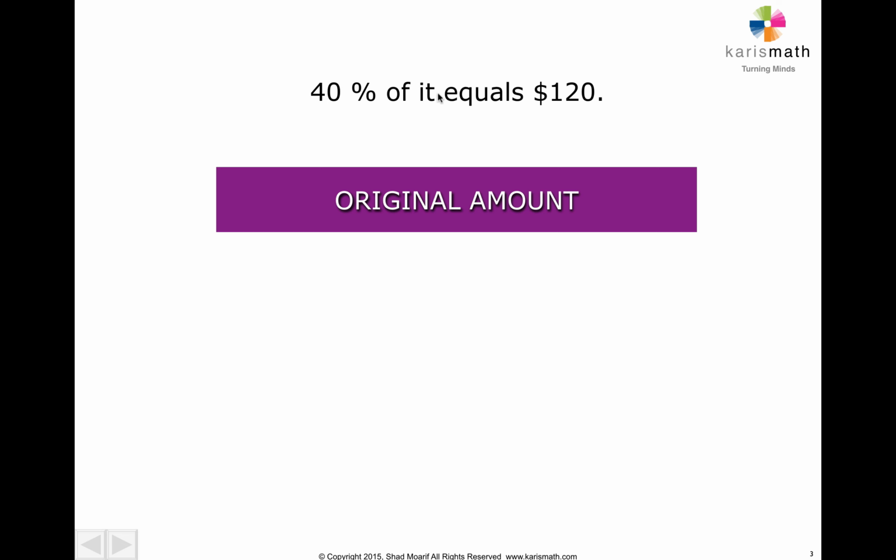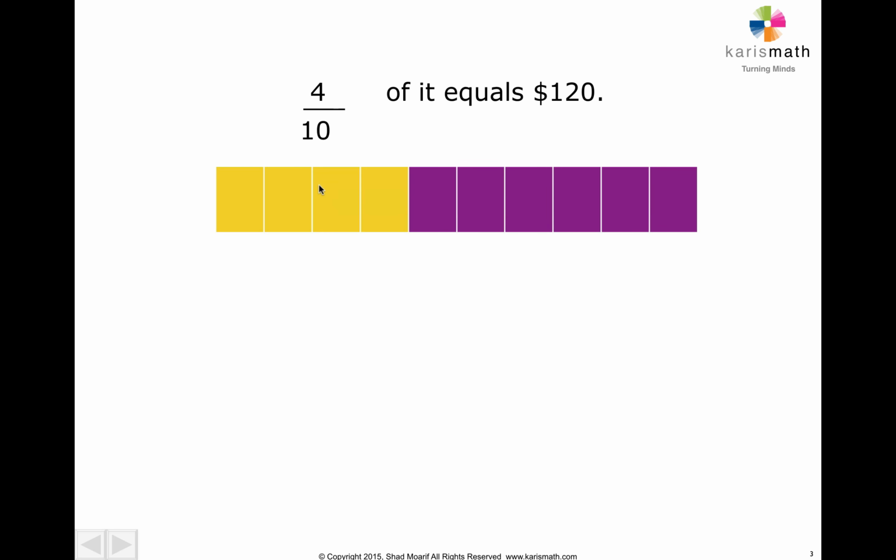If I say 40% of it equals $120, then how much was the original amount? Well, 40% means 40 over 100, which is basically 4/10. That means if I break it into 10 equal parts, 4 of these equals $120. And you can figure this out yourself. Obviously, it's 30 each. So all of it will be 30 each, and there are 10 of them. So 10 times 30, that will be $300. So you can get an idea right away that way.